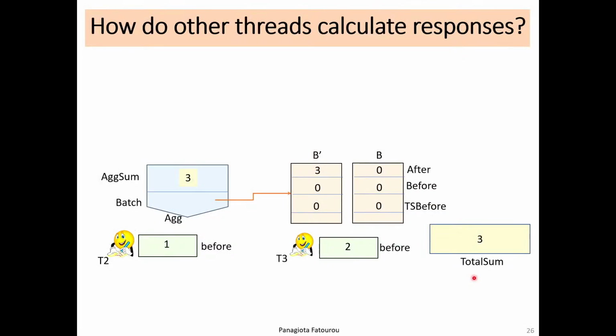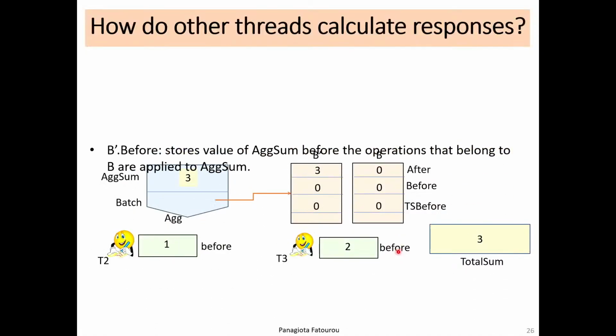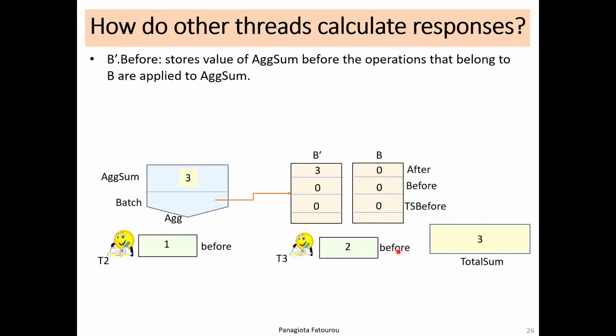Okay, and how do the other threads calculate responses? This is more difficult, actually, and the difficulty comes from the fact that these 2 threads belong to B. But now the currently active batch is not B, it is B prime. And therefore, the combiner should store into B prime appropriate information so that these 2 threads can find their responses. And the information is: in B prime before, the combiner should store the value of AgSum before the operations that belong to B are applied to AgSum.